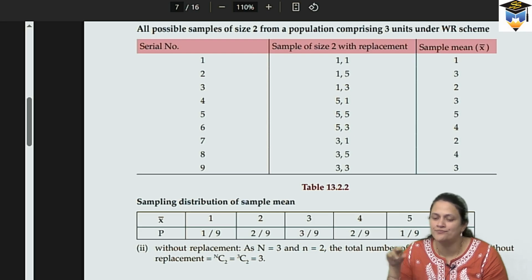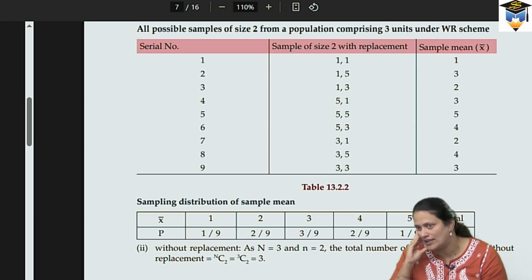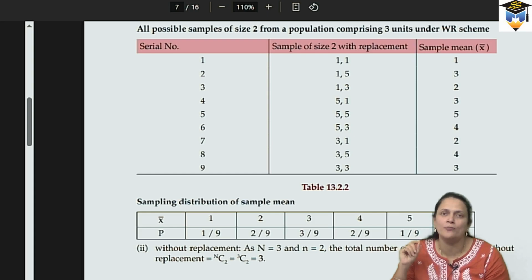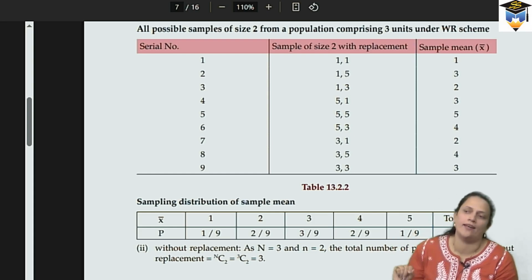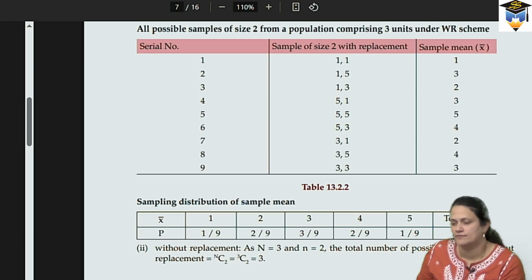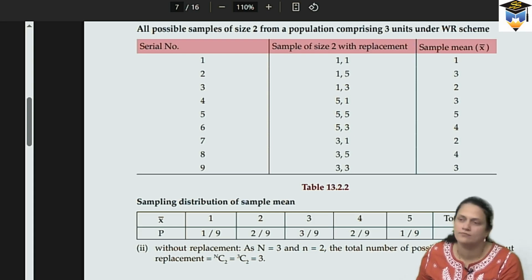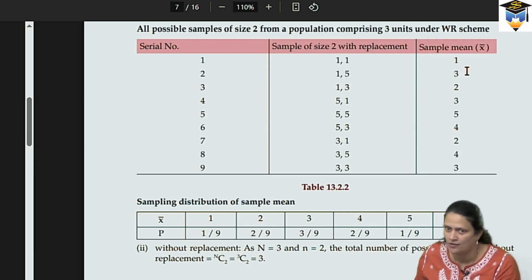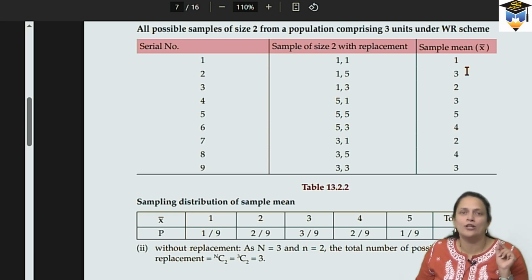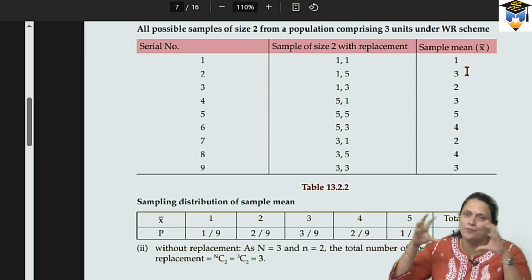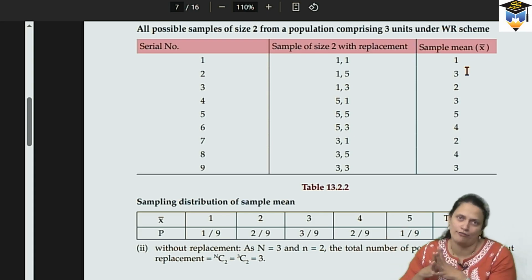So please write this down. Then I will tell you what they mean by without replacement. When there is without replacement, the formula is capital N C small n. Always remember. First you will have to find the mean. How do we calculate the mean here? It is 1 plus 5 upon 2, that is 6 upon 2, which is 3. All of you know how to calculate mean values: add both the values and divide by the total number of values.